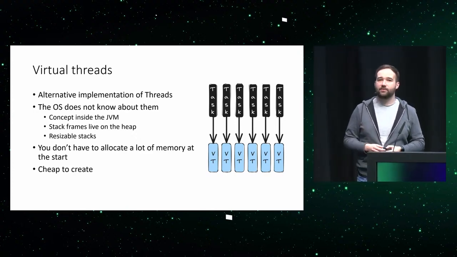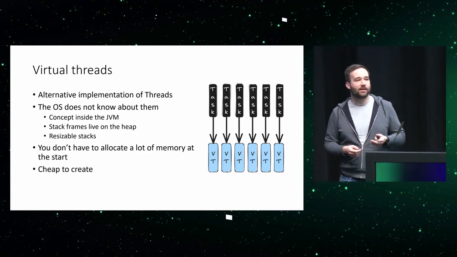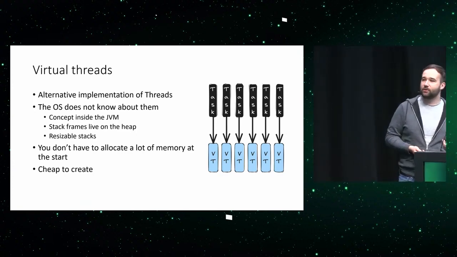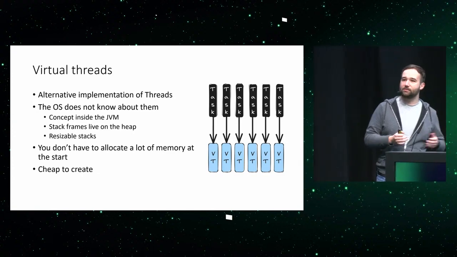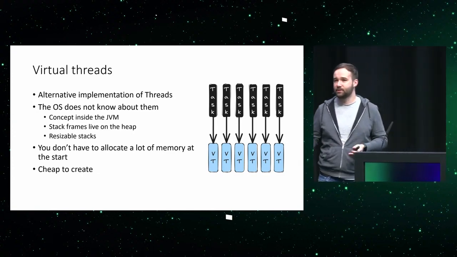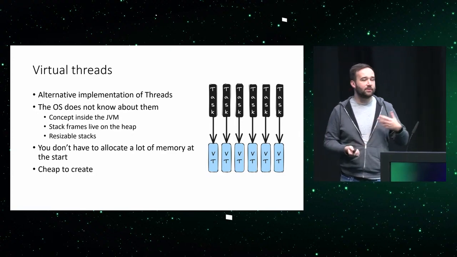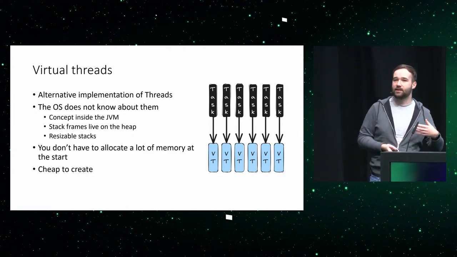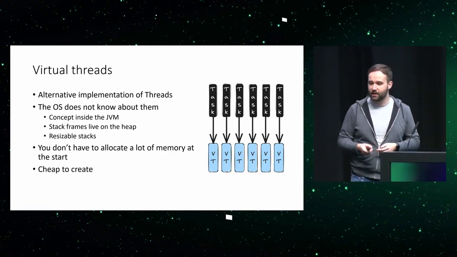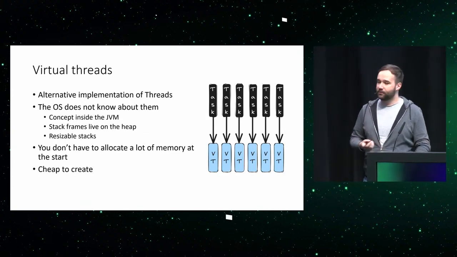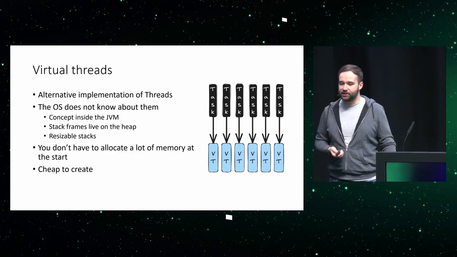So when we create a virtual thread, we only have to allocate the memory that it needs at that moment. With the platform threads, we would have to allocate all the memory we might use or don't at the start of the creation of the thread. So with a platform thread, we would have to allocate 1 megabyte at the start, but with virtual threads, we only have to allocate a few bytes at the creation of the virtual thread.